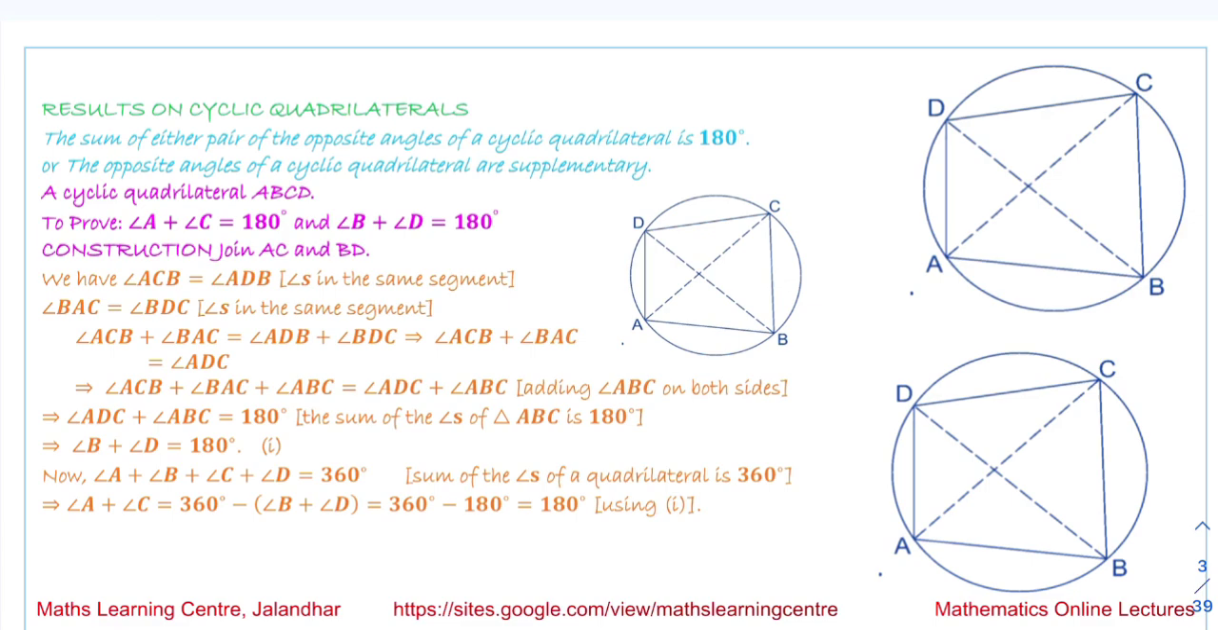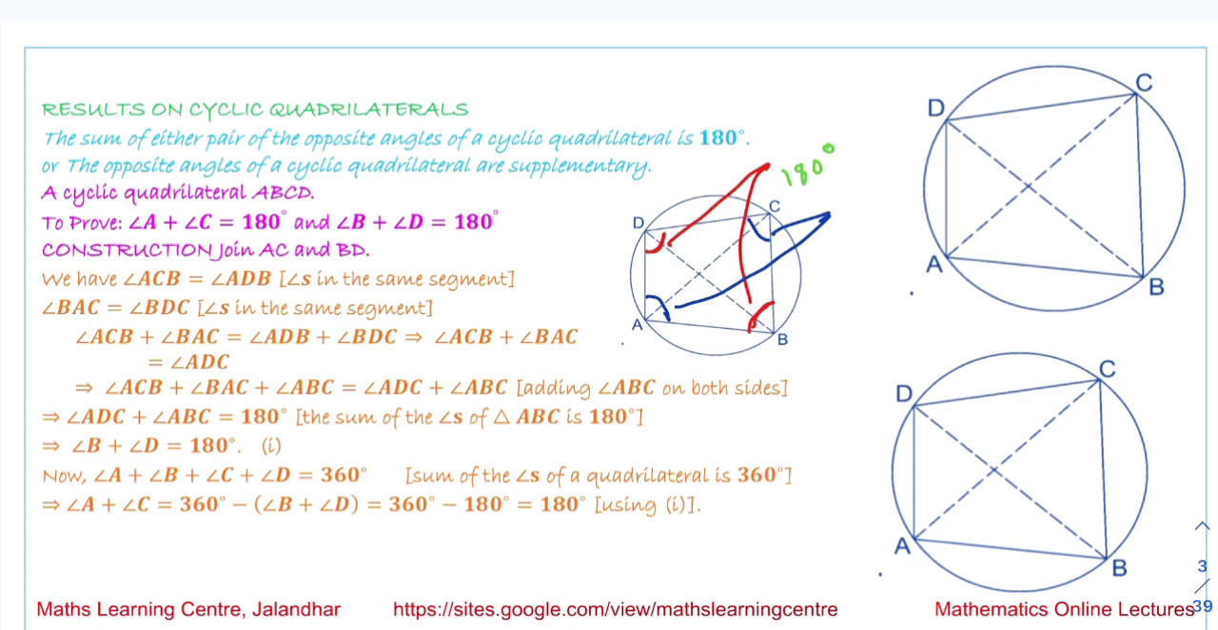So if ABCD is a quadrilateral, we say there is a circle which passes through all the points A, B, C and D. The first result that we have to prove is that the sum of opposite angles of a cyclic quadrilateral is 180 degrees. So what we have to prove is that the sum of angle A and angle C, and the sum of angle B and angle D, is 180 degrees.